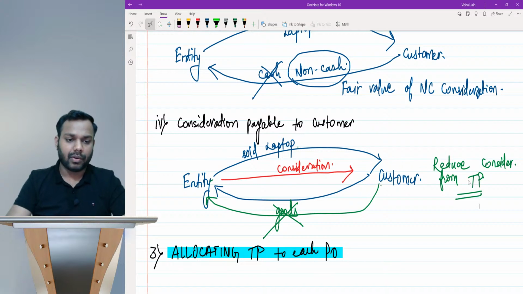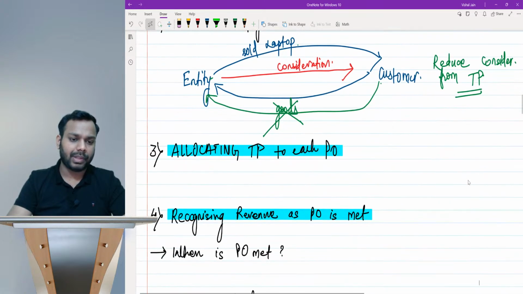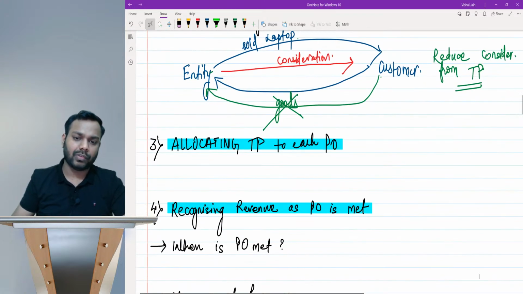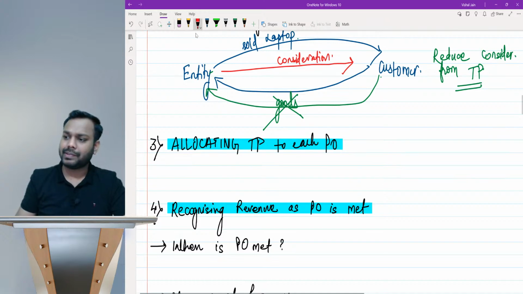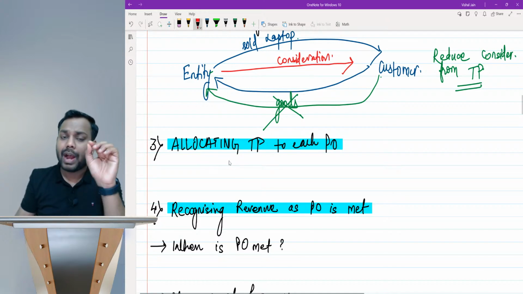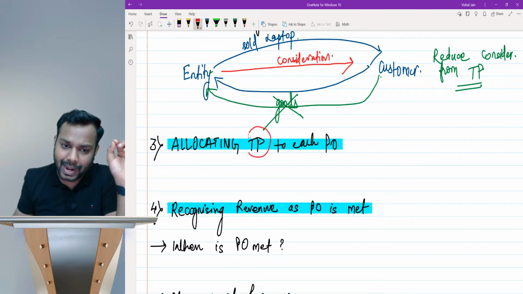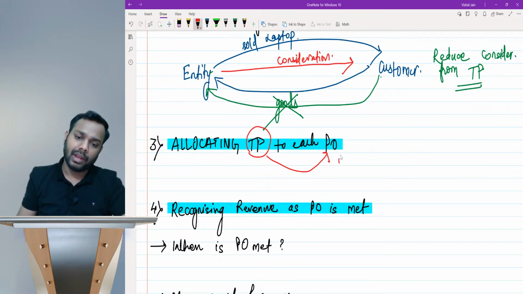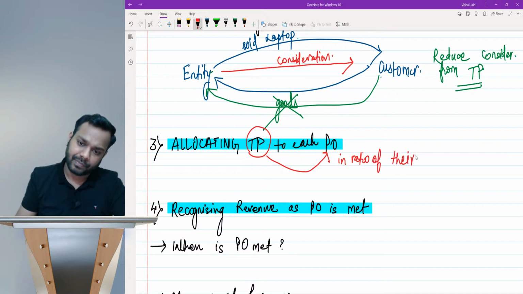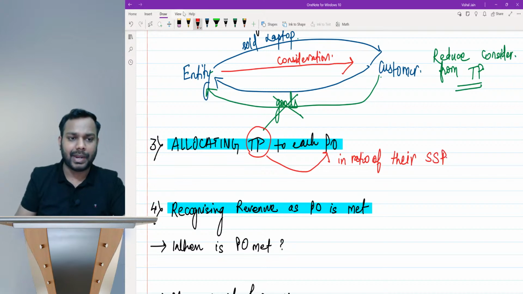Okay, fair enough. Now coming on to point number 3, that is allocating transaction price to each of the performance obligations. For that, the standard says that you have to allocate the transaction price to each of the performance obligations in ratio of their standalone selling price. What is the meaning of this? Let me take up an example for that.